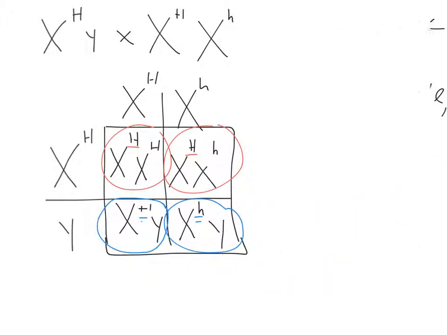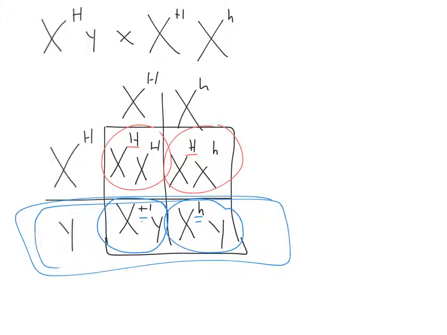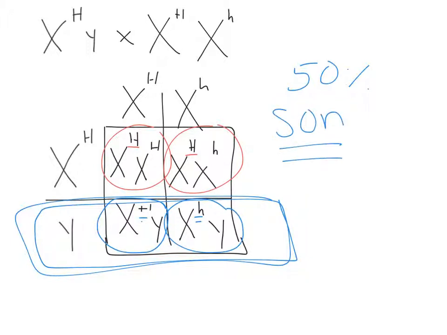So the second part of this problem is asking about the chance of their son having hemophilia. So because we're just talking about their son, we're going to focus on the bottom two boxes. So we know that they have a son. So out of those two possibilities, one of those boxes has a child with hemophilia, which means that there's a 50% chance that their son will have hemophilia.